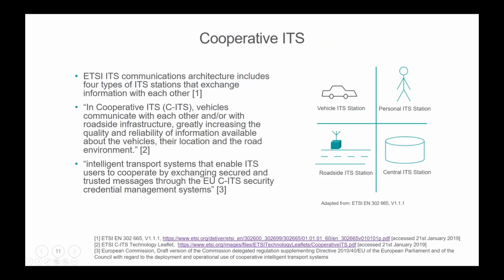Then to cooperative ITS, so different sources use slightly different definitions for cooperative ITS. According to the European ITS communication architecture, C-ITS consists of 4 types of ITS stations: vehicle ITS stations, personal ITS stations, roadside ITS stations, and central ITS stations that communicate with each other. However, the definition that is used by ETSI TC ITS focuses mostly on vehicle to vehicle and vehicle to infrastructure communication.